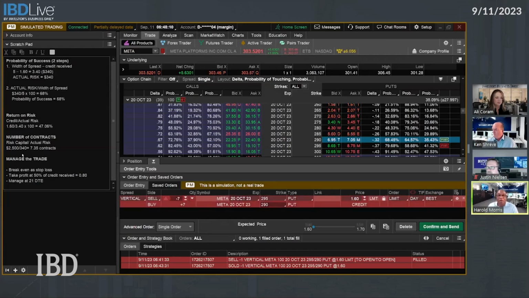And then how do we manage this trade? What are we going to do with it? So first off, remember that 293.40? That's our break even. So I'm going to use that as our stop loss here. And if the trade is profitable, we're going to take 50% of the credit received. So in this case, that's 80 cents. And then we're going to manage the trade at 21 days to expiration. So I'm going to be looking at this number here when we get down to 21 days.